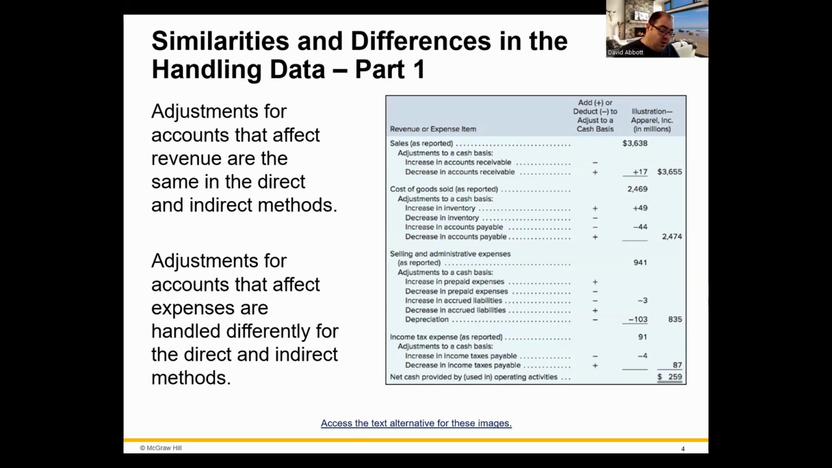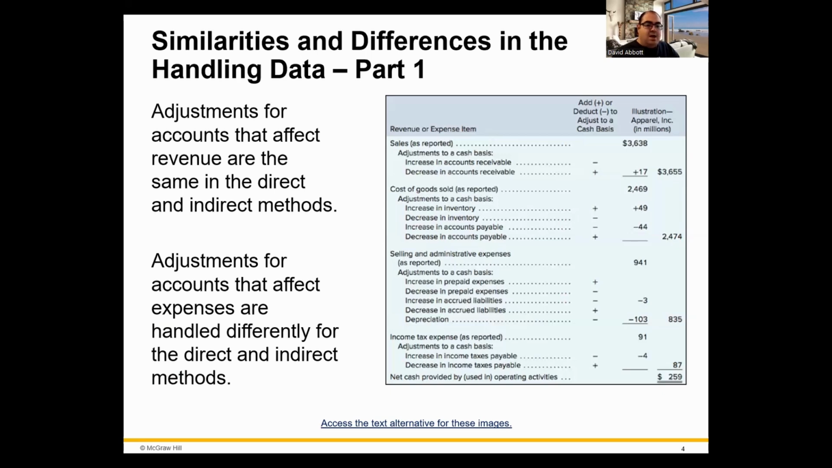The adjustments for accounts that affect revenue are the same in either the direct or the indirect methods. In either case, increases in the accounts are deducted and decreases in the accounts are added. The adjustments for accounts that affect expenses are handled in opposite ways for the direct and indirect methods. Under the indirect method, the adjustments are made to net income, whereas under the direct method, the adjustments are made to the expense accounts themselves.